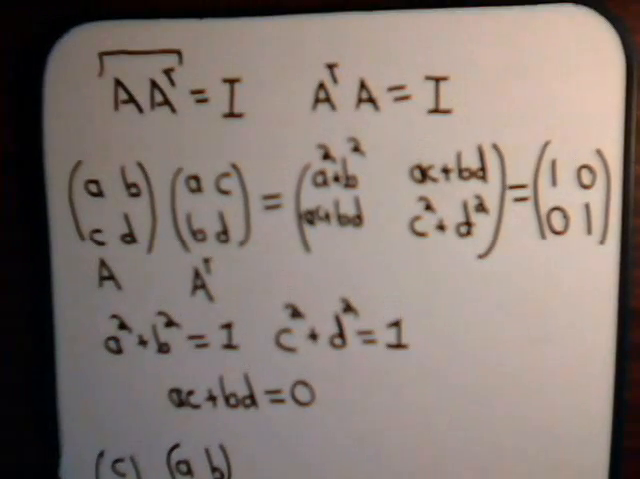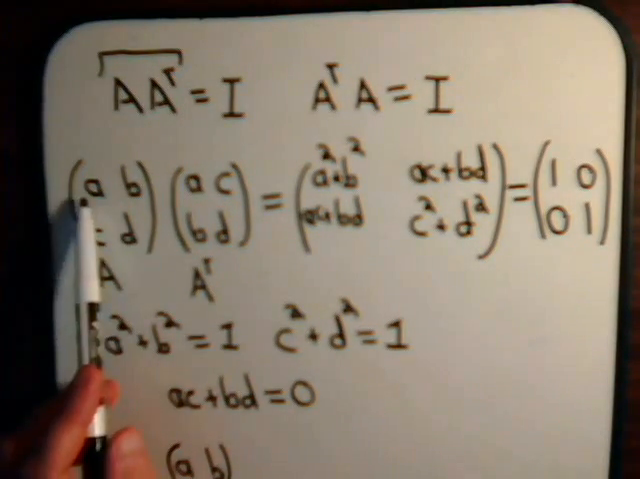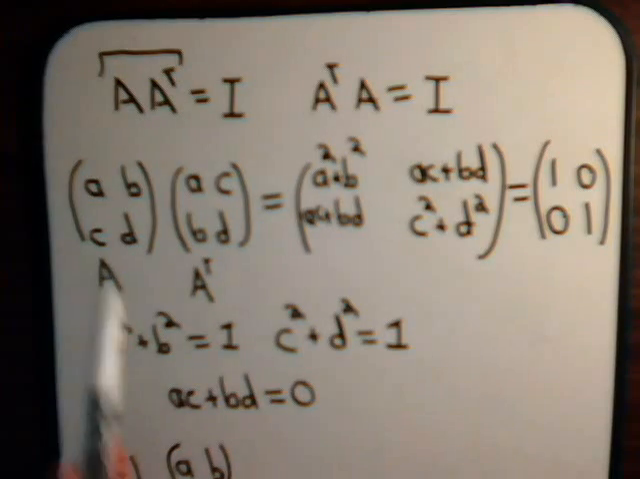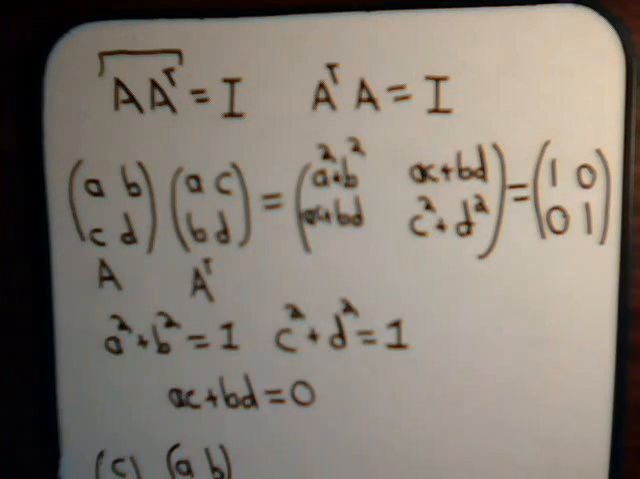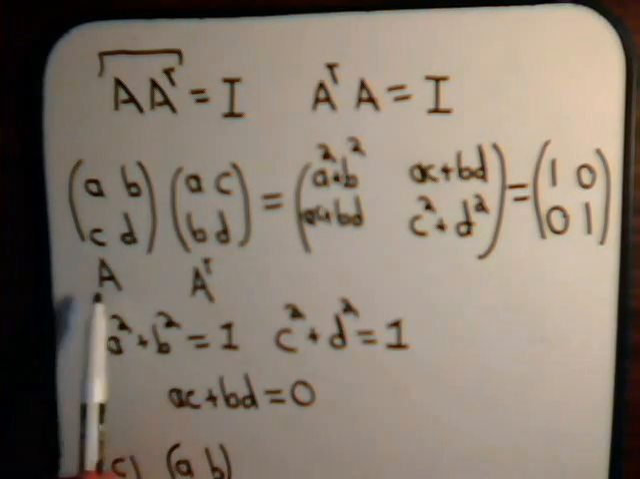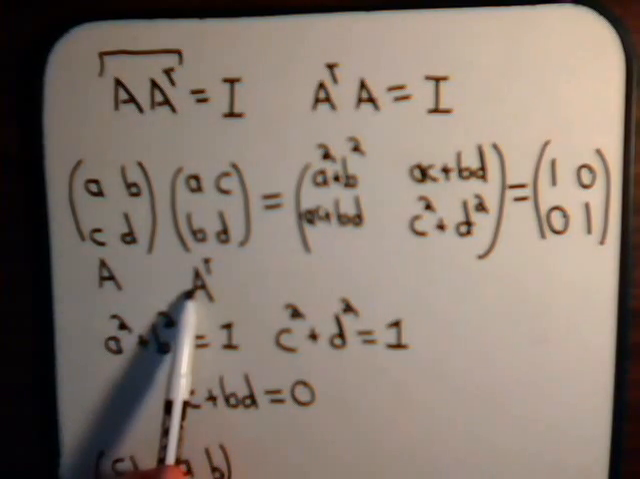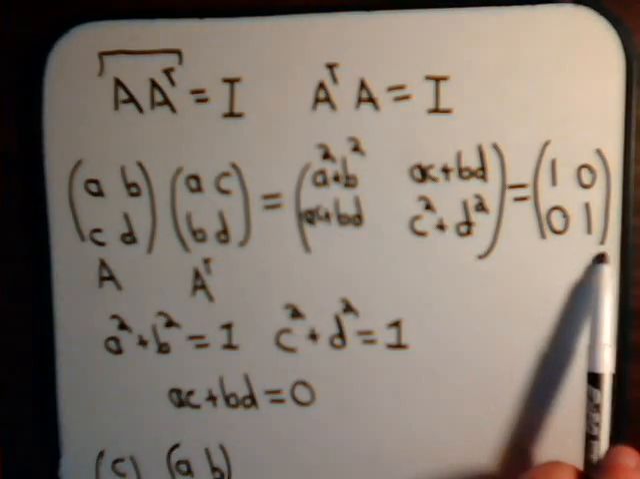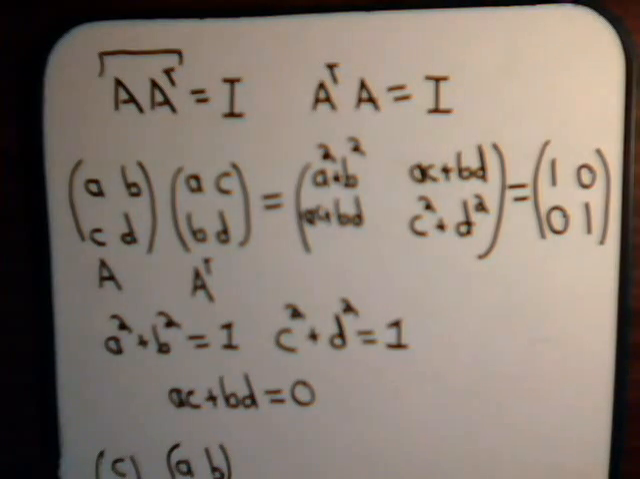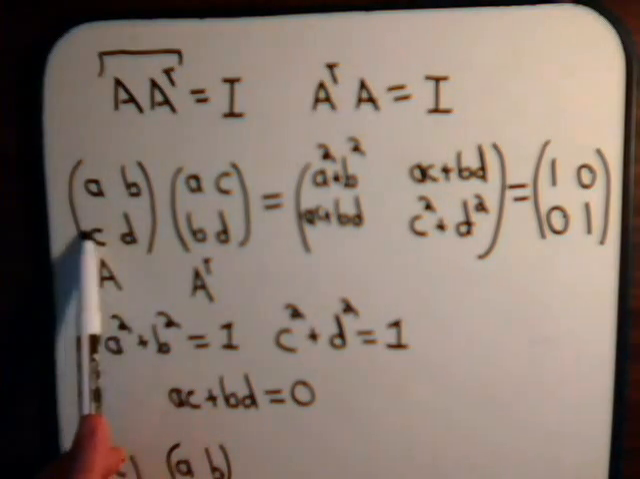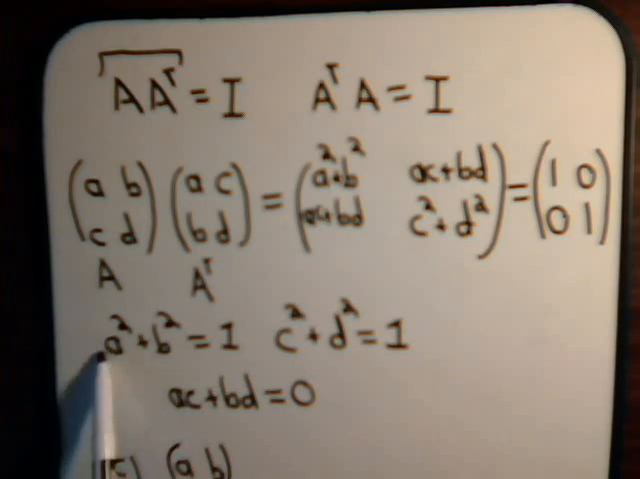So what we have then is that the rows are orthonormal. Each row vector has unit magnitude, and each row vector is orthogonal to the other. So matrix A times its transpose has to equal the identity matrix. This is telling us that for an orthogonal matrix, its rows are orthonormal. And we get that from these three equations right here.